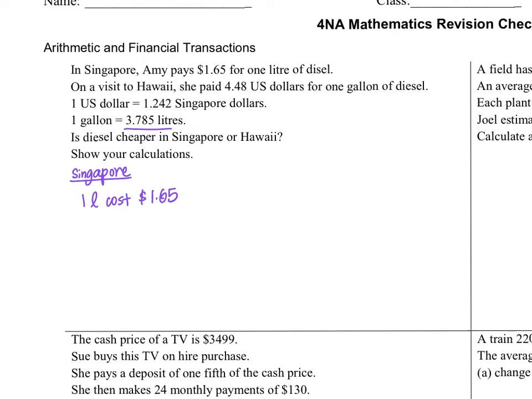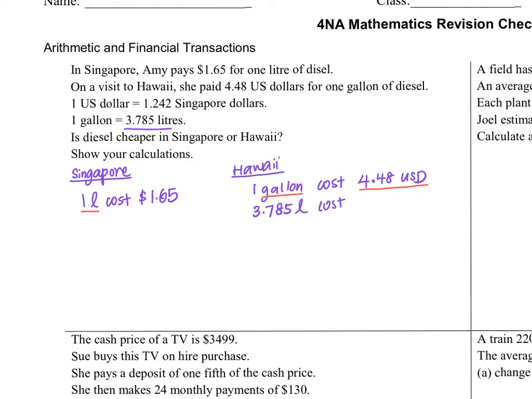So let us write down some important information. We know that 1 gallon in Hawaii costs $4.48. Now we'll try to make the number of units the same. So this is already 1 litre, quite decent, right? So I'm not going to change that, but I'm going to change the gallon. Gallons tells me that this is 3.785 litres. And this cost is in USD, so I cannot compare.